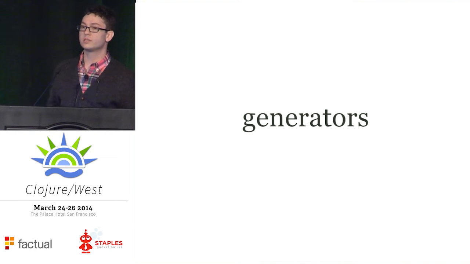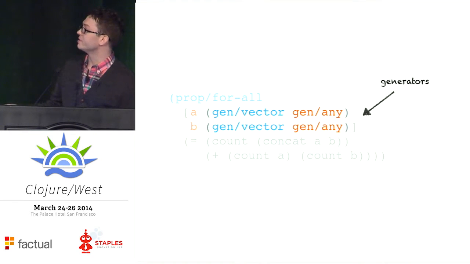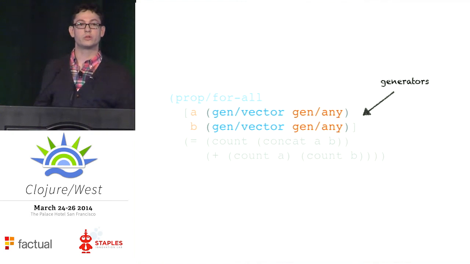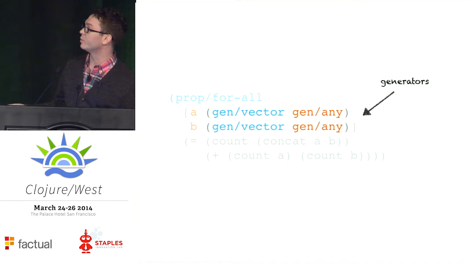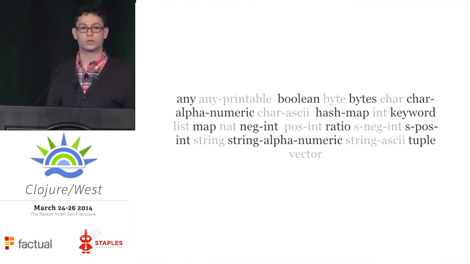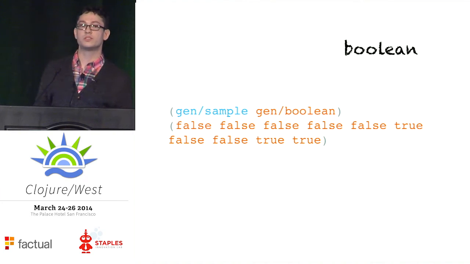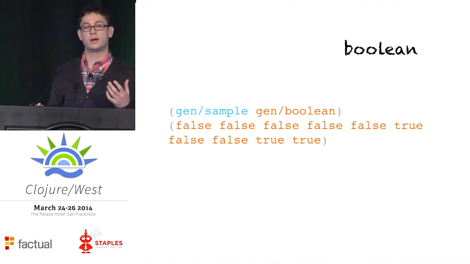So in order to write these tests, we have to write generators or use generators that are already written. So as I said before, on the left-hand side of these properties, we have the variables that our generators are going to be bound to, and on the right-hand side, we declare what type we want to generate. And test.check comes with a bunch of batteries-included generators for all the basic Clojure built-in data structures. And there's a function called sample, which allows you to see at the REPL what the values actually look like.